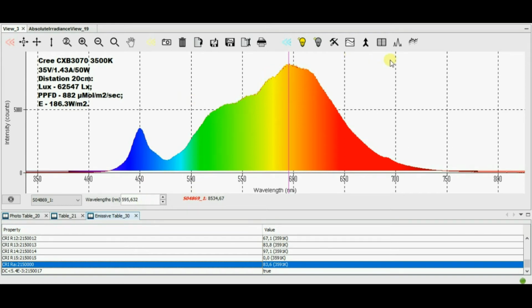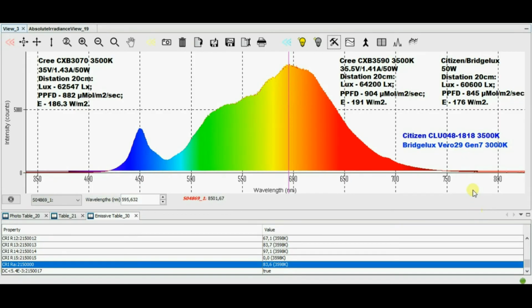Then I put marks on the screen for the same parameters of the LED arrays Cree CXB3519, Bridgelux Vero 29 Gen 7. The parameters of the LED arrays Citizen CLU048 1818 and Bridgelux Vero 29 Gen 7 are nearly equal. Here are the measurement data. For the LED Citizen and Bridgelux I slightly averaged the illumination value in lux, as the color temperature of these LED arrays differs a little.